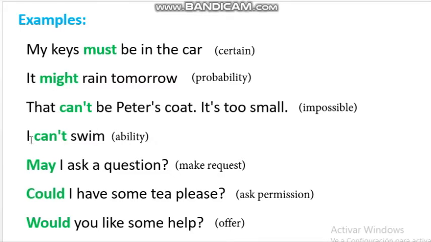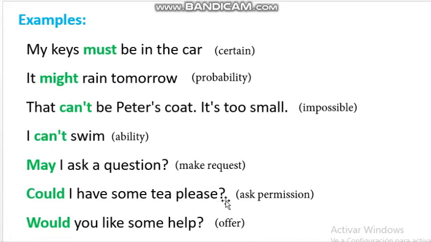Next one: I can't swim. It shows ability. I don't know how to swim, so I don't have the ability to swim. Now we are going to make a request using may. May I ask a question? Now, I am going to ask permission with could. Could I have some tea, please?